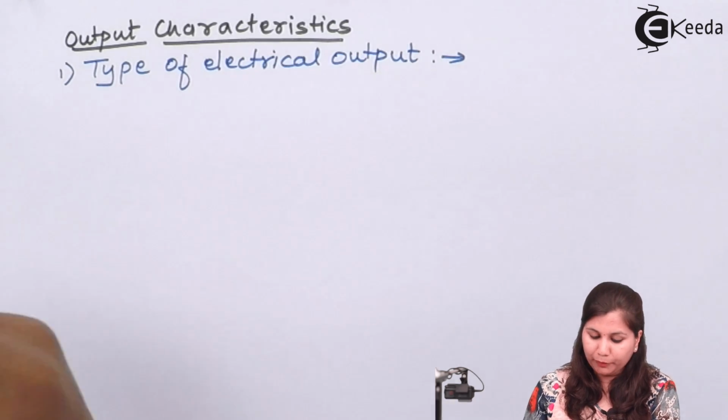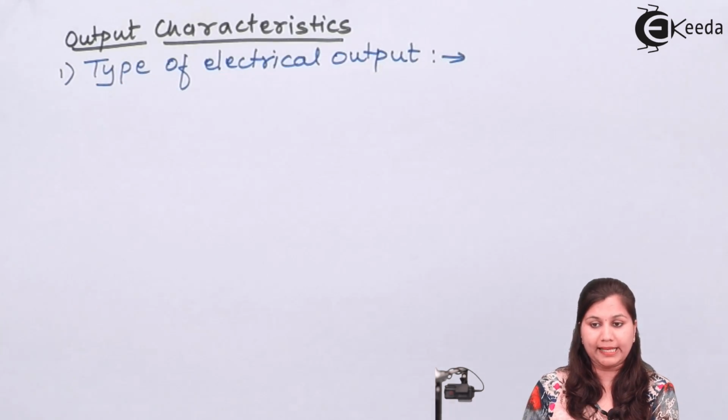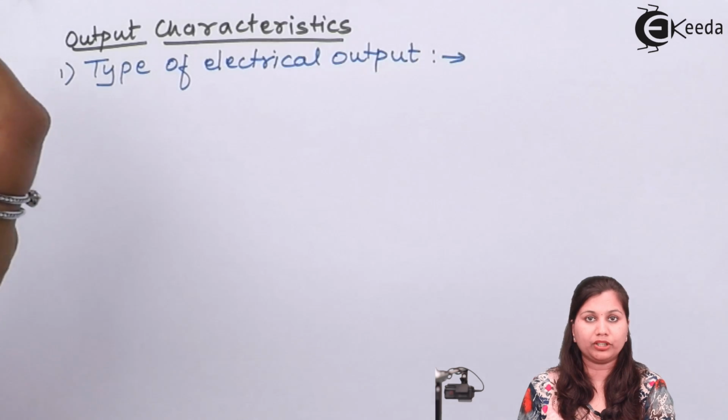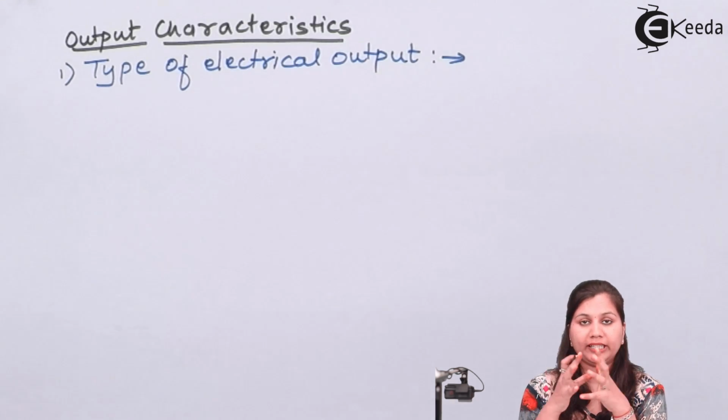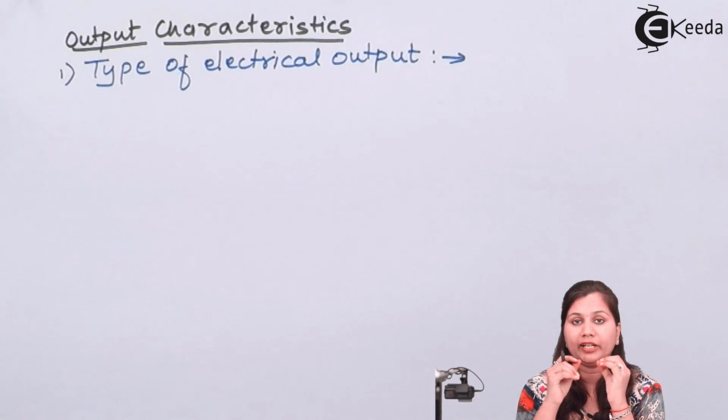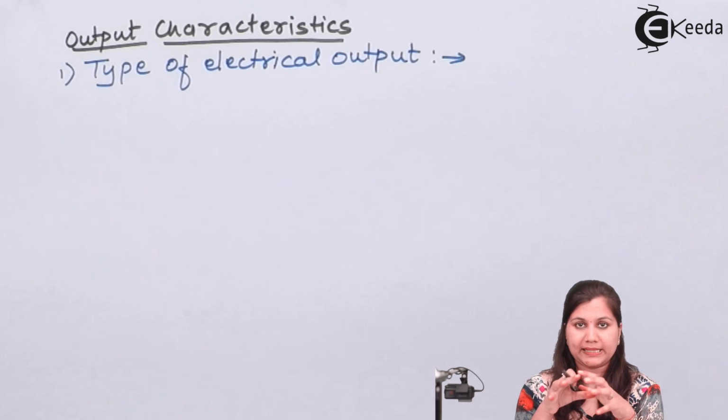So the output quantity should be acceptable by the other stages of the instrumentation system, because as I have said, in a measurement or instrumentation system we are not only having the transducer, but there are also other components present in that.